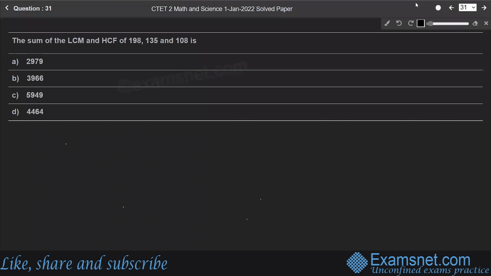Question number 31. The sum of the LCM and HCF of 198, 135 and 108 is? Let us find the factors of 198, 135 and 108 separately. 198 factors are 2 into 99. So 3 into 33. And factors of 33 are 3 into 11.